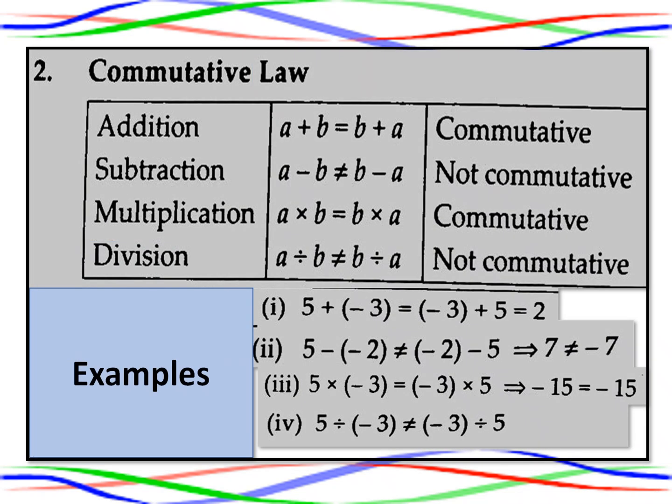Commutative law for integers. 5 added to minus 3 is the same as minus 3 added to 5, and it holds true. But not the same for subtraction. Simple positive numbers only depict that. The sign changes. Now the product of two integers can be taken in any order, therefore it is commutative, but division is not allowing that, not commutative. The example is very clear.